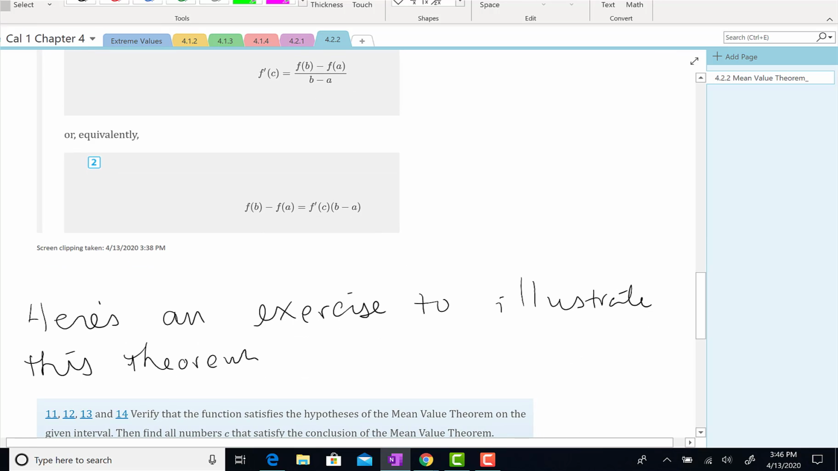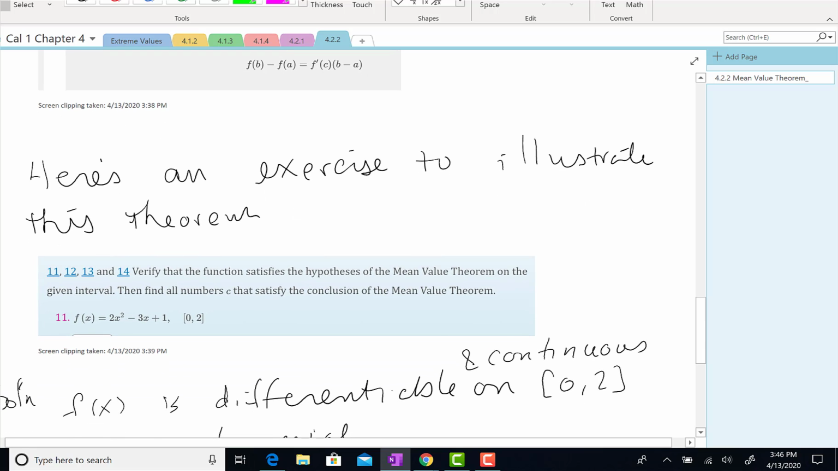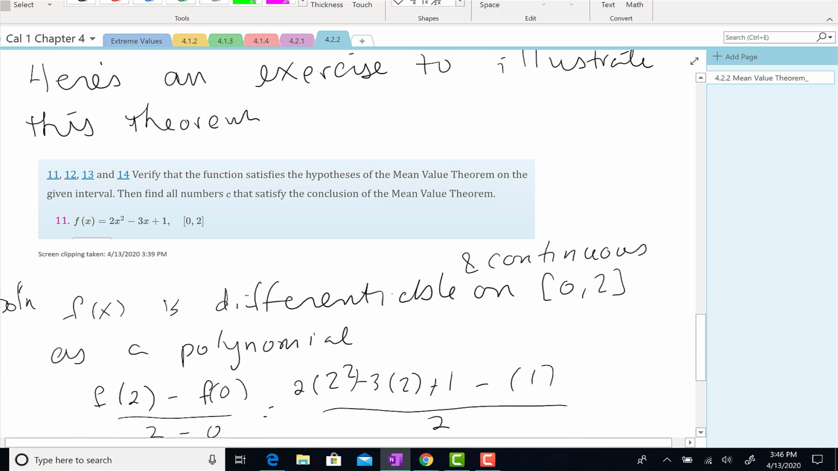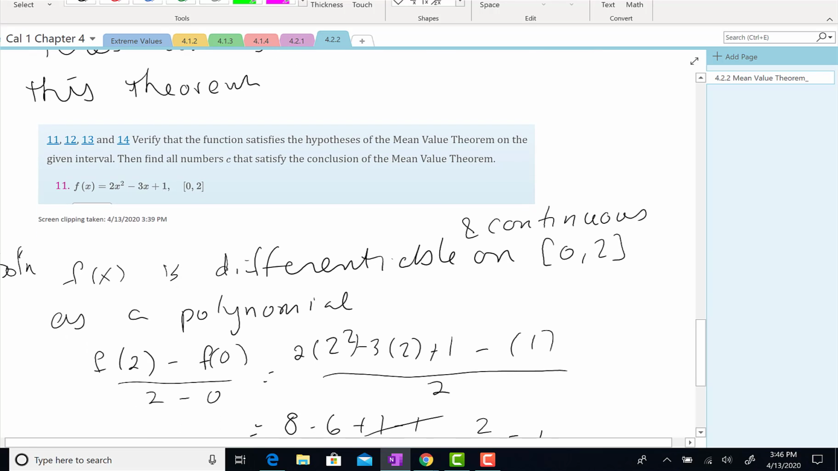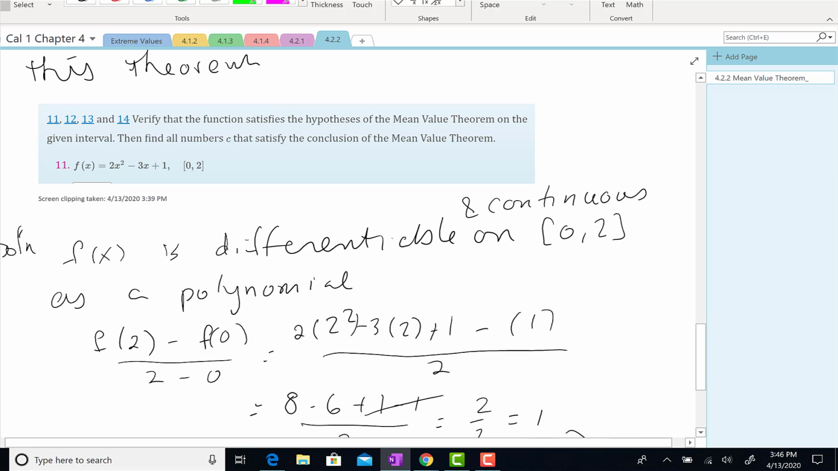Okay, and so here's an exercise to illustrate this theorem. We want to verify that for a given function it satisfies the hypotheses of the mean value theorem on the given interval. And we also want to find all the values of c that satisfy the conclusion of the mean value theorem. In this case, our function is f of x equals 2x squared minus 3x plus 1, and the interval that we're given is from 0 to 2.